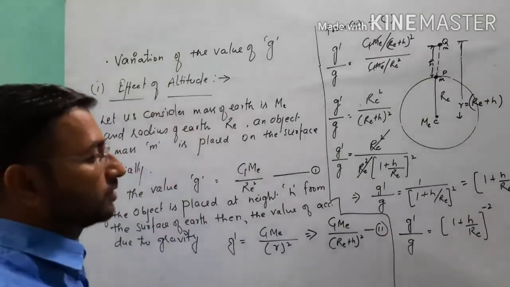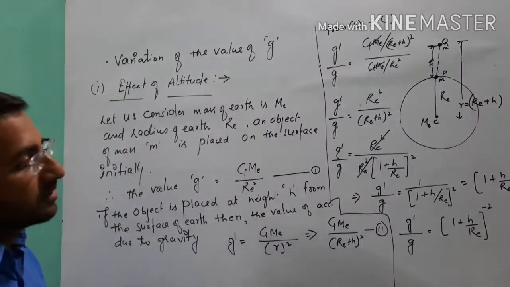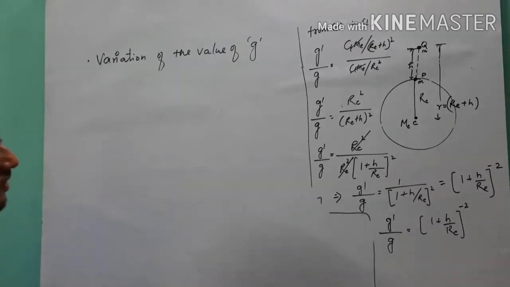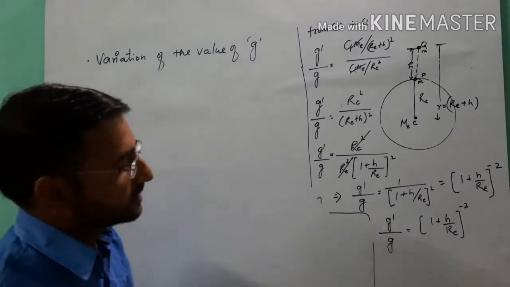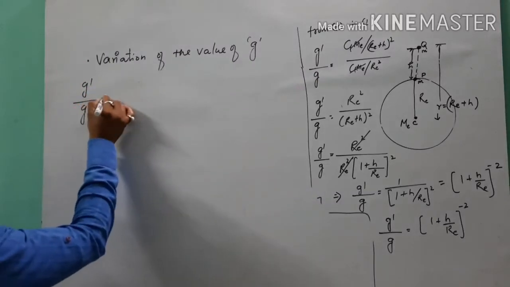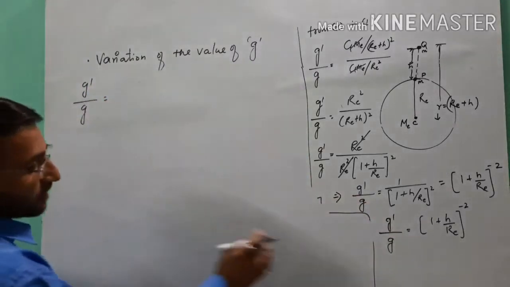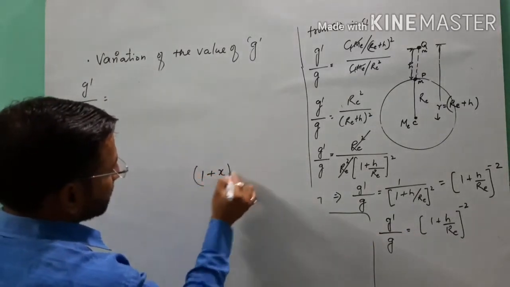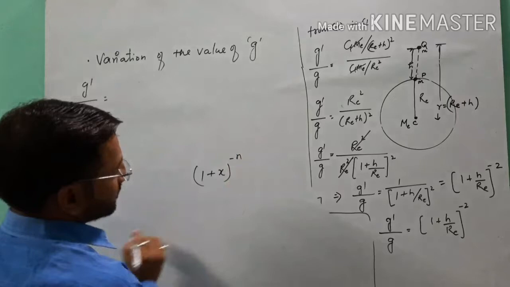After that, you will use binomial expansion here. For that, pause the video and note it down. Now after that, students, see the ratio is g dash by g. So here I will write g dash by g is equal to this. How will I use binomial expansion here? Don't worry about it. You will use this.